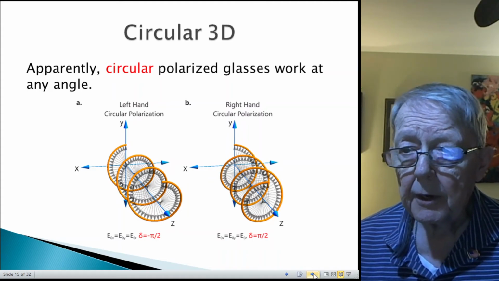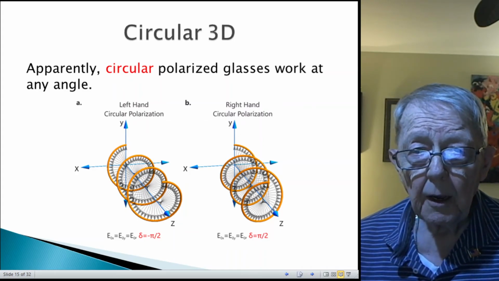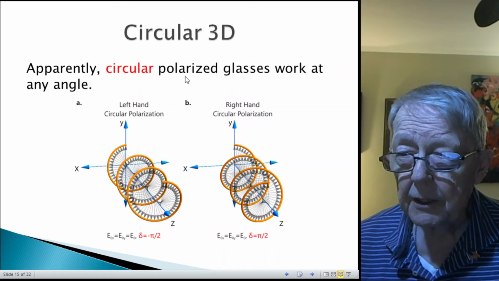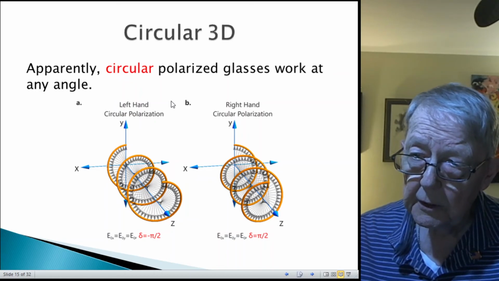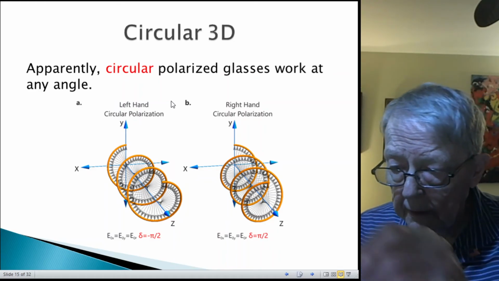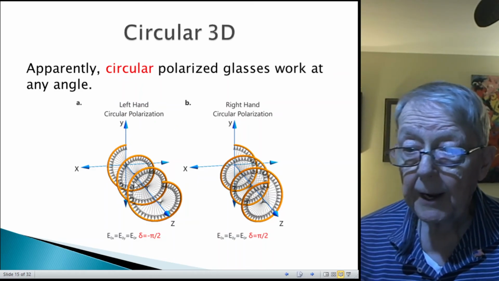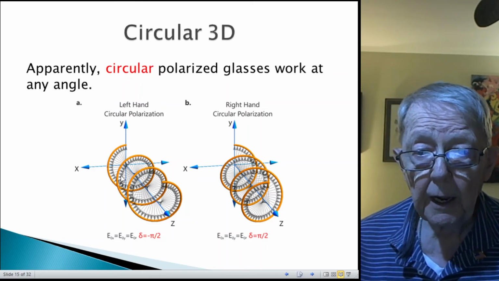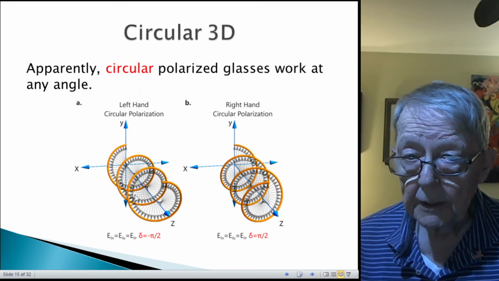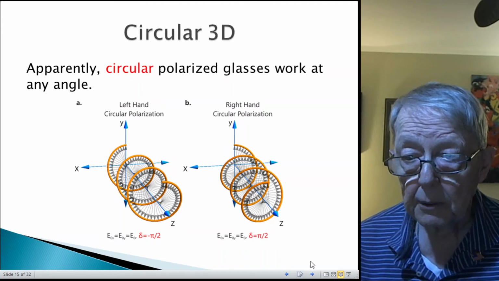Well, circular 3D, I said at the beginning I didn't have this quite figured out, and apparently circular polarized lenses work at any angle, and you can watch videos where they tilt the glasses and they've got light coming through, and it's not blocked. It works no matter which way you put them. Haven't been able to figure that out yet. That's a little bit confusing, and what happens is they have to generate this circular polarized light. I'm not going to go into it, but this is a typical picture of it.